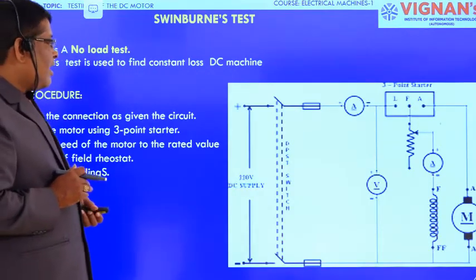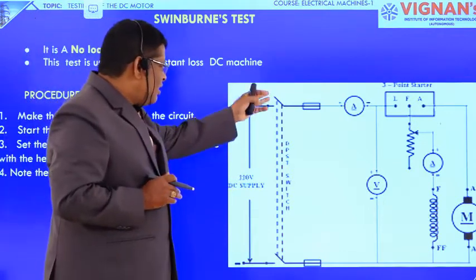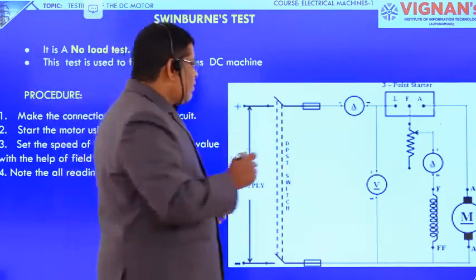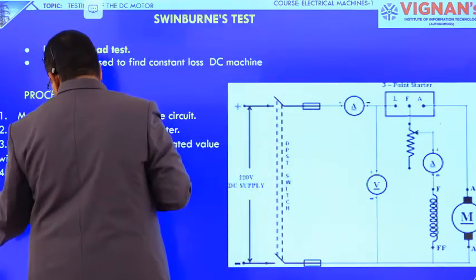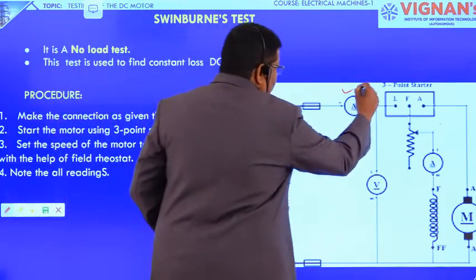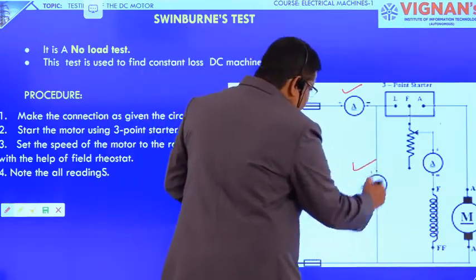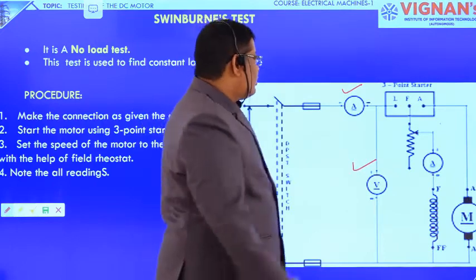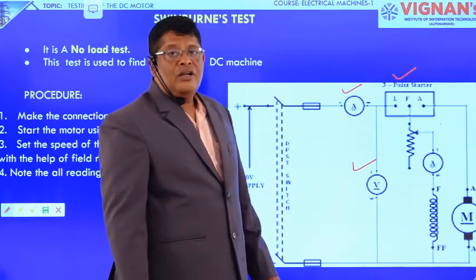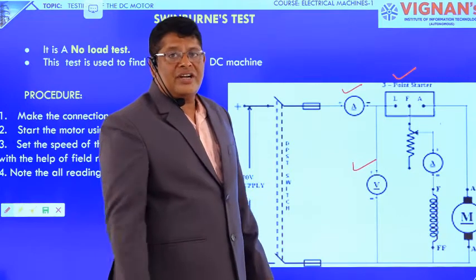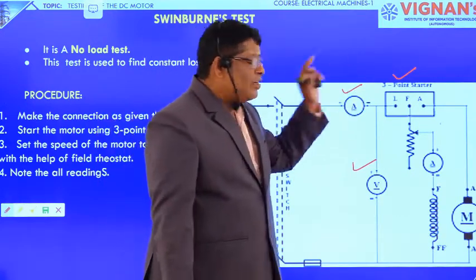This is the circuit diagram for the Swinburne test. Supply here, DPST switch. Here we are keeping one ammeter to measure how much current is taken by the motor. How much voltage we are applying to the motor will be measured by the voltmeter. This is a 3-point starter. By means of a 3-point starter, we are starting the motor, and to regulate the starting current.